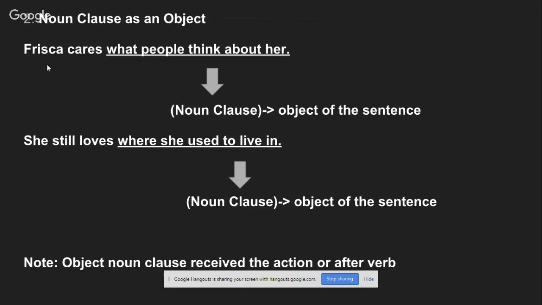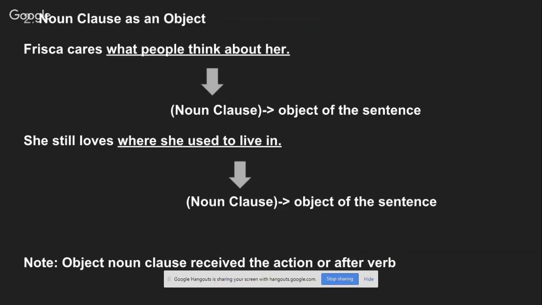The next slide is noun clause as an object. So, what are the examples? Frisca cares what people think about her. Like Yohana said before, if the subject always comes first, then the object always comes after the verb. The verb is cares. So what people think about her is a noun clause. It's an object of the sentence, because it received the action of cares itself.